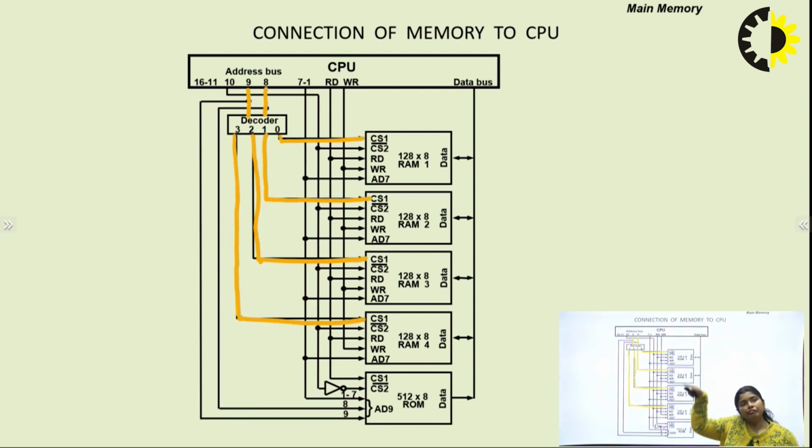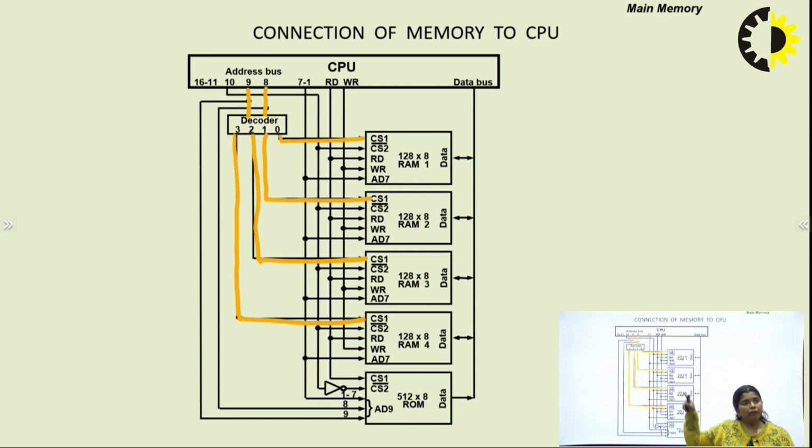Now, because there are 4 RAMs, we need a device which can convert these 2 bits into 4 lines. That's why we are using the decoder, and the size of the decoder depends upon the number of RAM chips. Because there are 4 RAM chips, we are using a 2 cross 4 decoder. Suppose that 8 RAM chips were required in that example. Then the decoder size will change, and there will be a 3 cross 8 decoder.